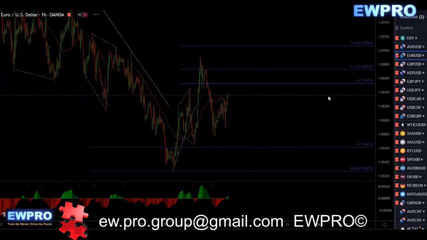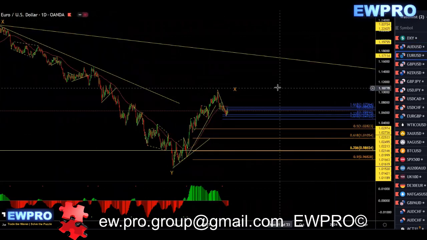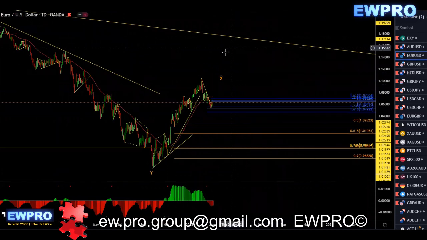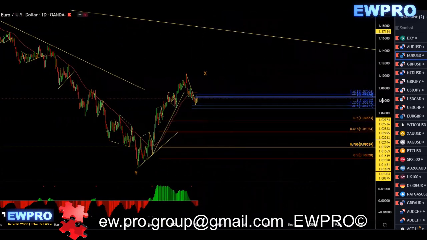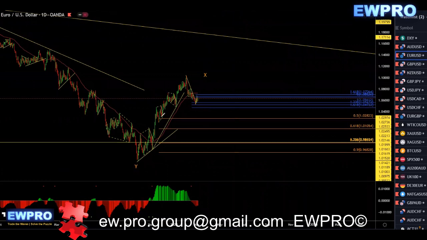EU on the daily, very similar to AU. We're looking for a correction. We've got a nice wave up here. Now, there is a chance that there is a Z down. I'm not going to go over that because that's more for the class. At this stage for you guys, it's more of we're looking for impulse, correction, and then more upside.